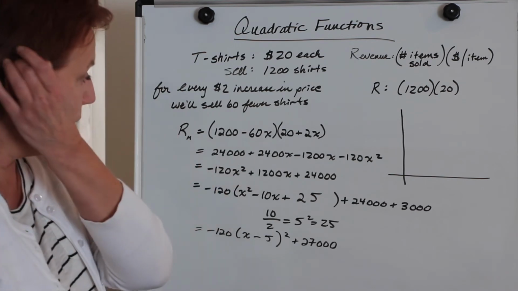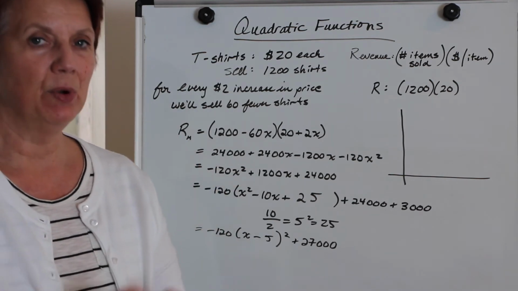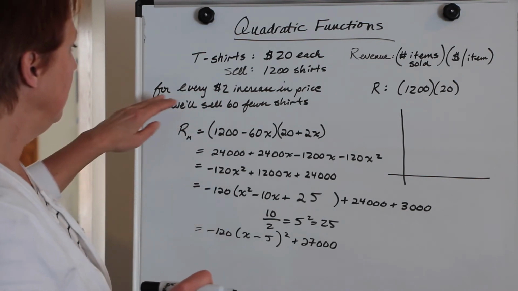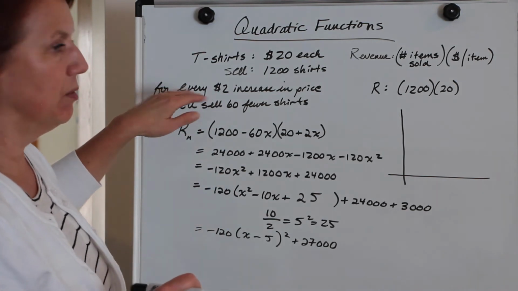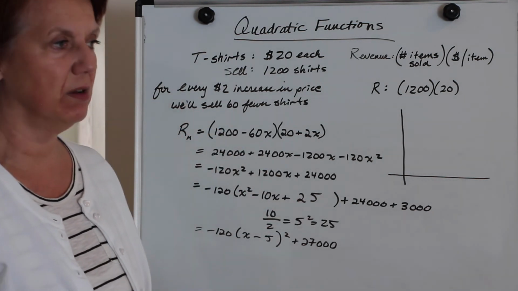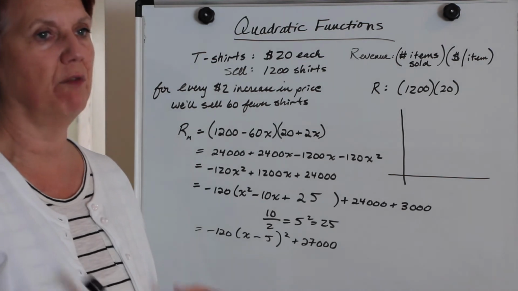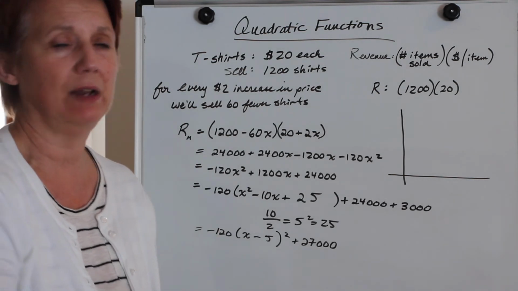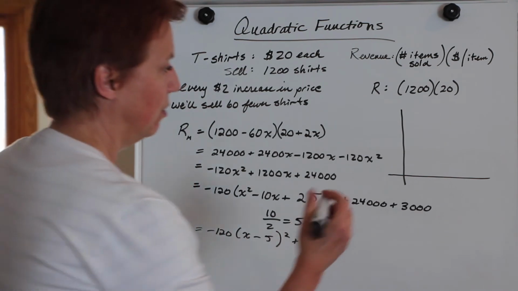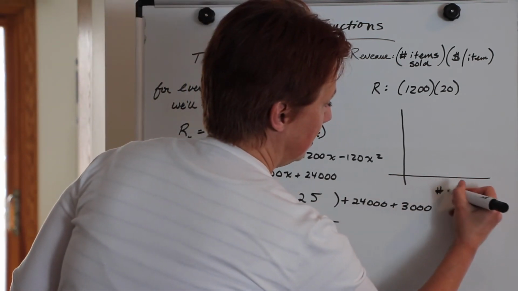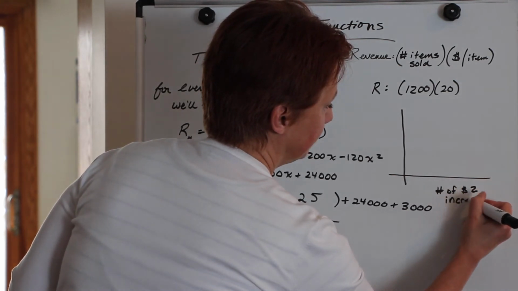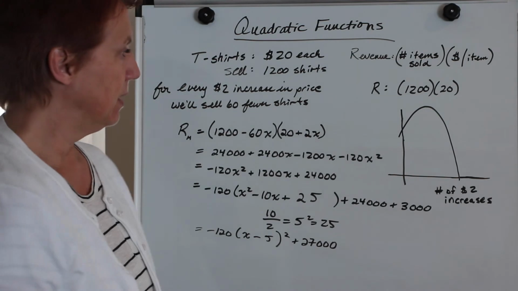In this particular question, x represents the number of $2 increases. And you're going to look for clues in the wording of the word problem: for every $2 increase, for every 10-cent increase, for every 5-cent decrease, for every week the farmer leaves the potatoes in the field. That's what your x variable will represent. So I'm just going to put here number of $2 increases. Okay, so your graph is going to look something like this.